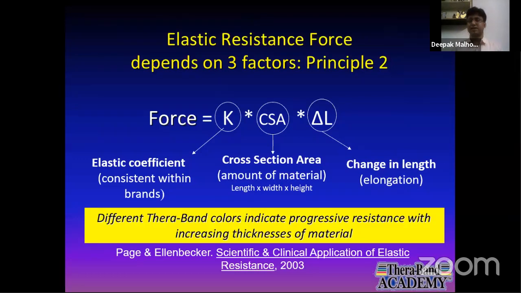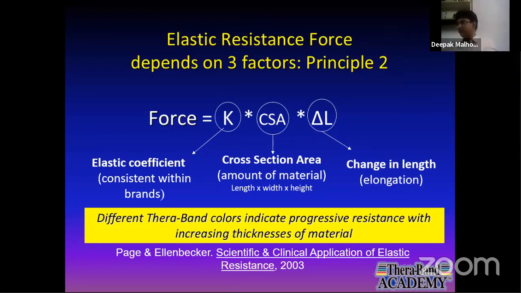K is your elastic coefficient, which is consistent within bands, and CSA is the cross-sectional area, which is the amount of material of that particular band. How much material is there in that band along that length. Basically, the more the material, the more the resistance. And delta L, that is change in length, elongation. That is the most important part, how much you are stretching the band.